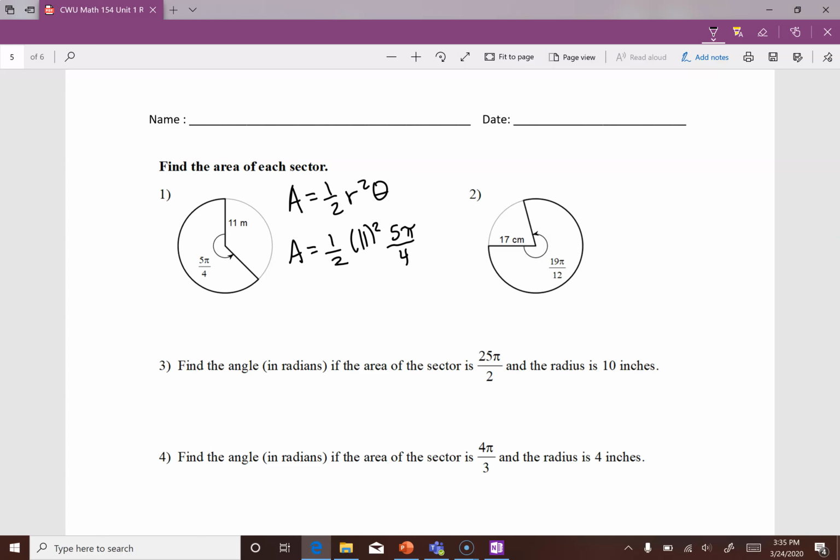Okay, so I'm going to have 121 divided by 2 times 5 pi over 4. Well, we need to reduce that. So first I multiply 121 times 5, and that gives me 605 pi over 8. Well, let's go ahead and use our math frac feature. So I'm going to do 605 divided by 8, then press math fraction, and I realize that that is completely reduced. We can't do anything more with that, so that's simply our answer.